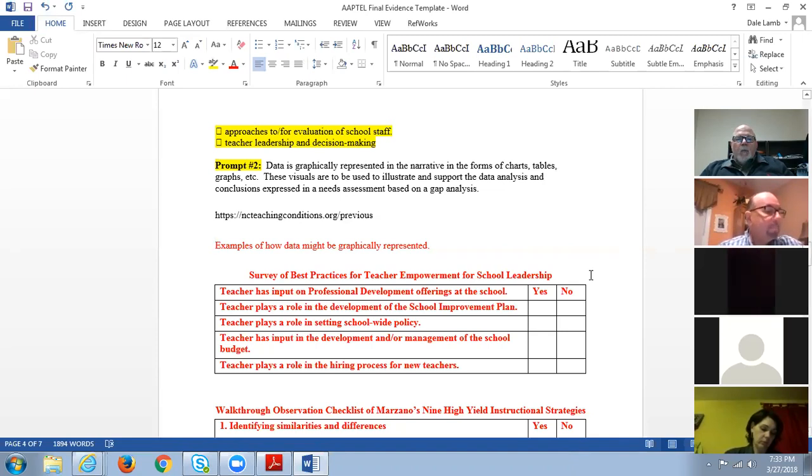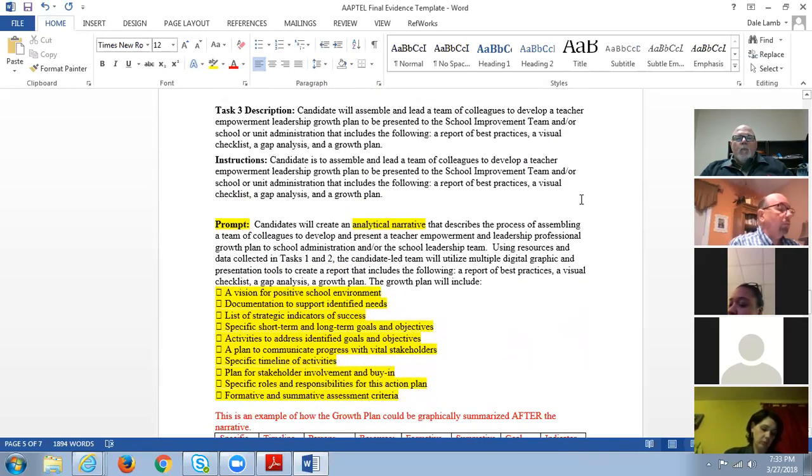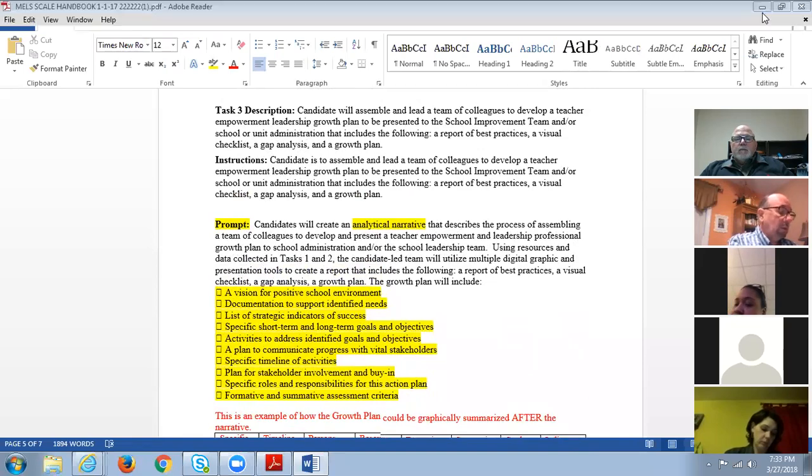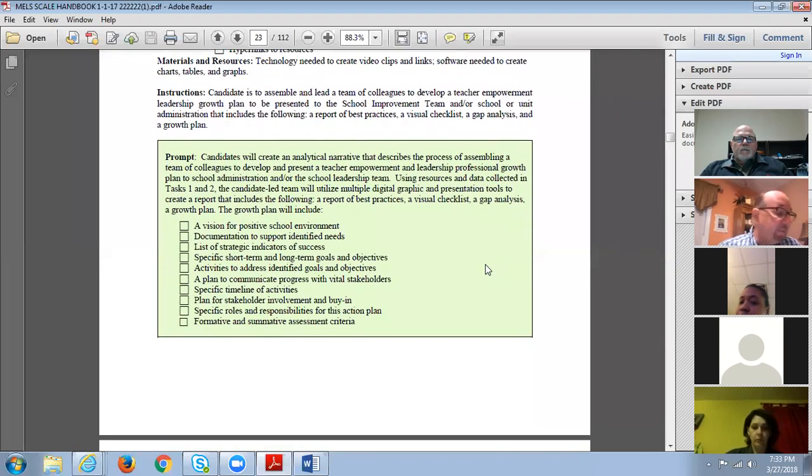Okay. Dr. Lamb, I think there's going to be some of them, because we're not coming online next week. I know some of them already are going to be ready to move on to task 3, so I want to introduce that as well. And again, it's a growth plan. It's very similar to what you did with the APSL.